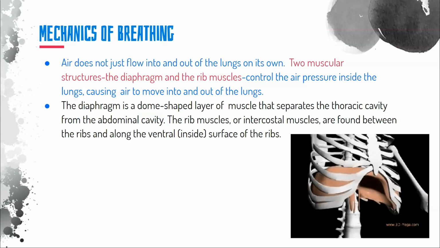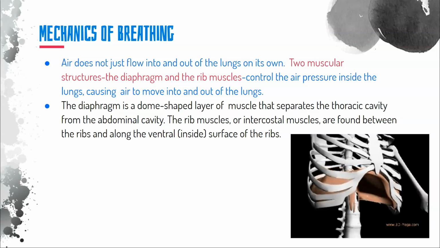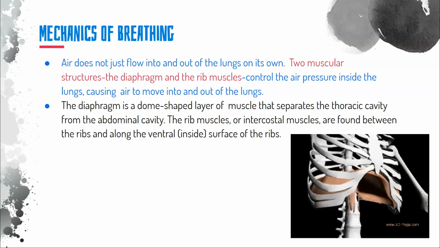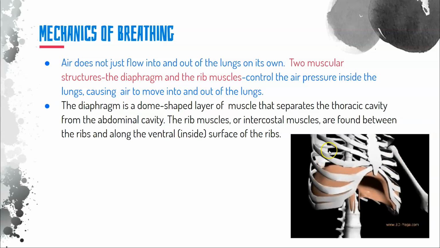Along your ribs are your rib muscles, or your intercostal muscles. They're found between each one and along the ventral side. So if we were to look here, they would be in between each of these and along back here, okay? So those are the two muscles that we're going to be focusing on today.